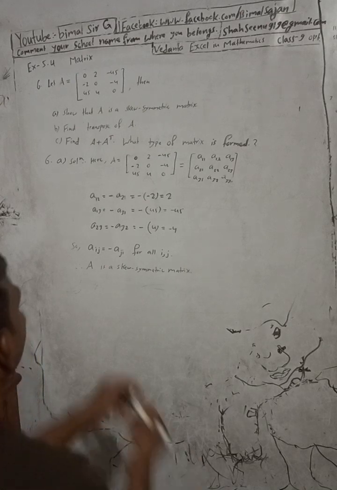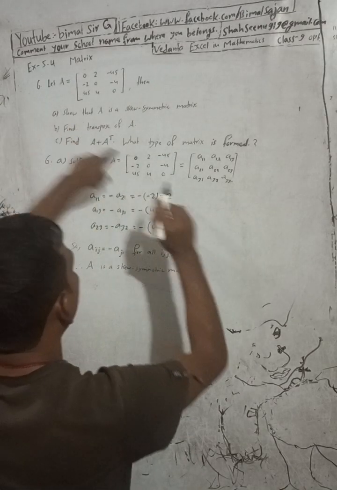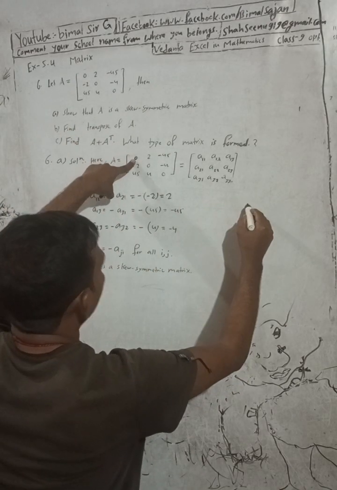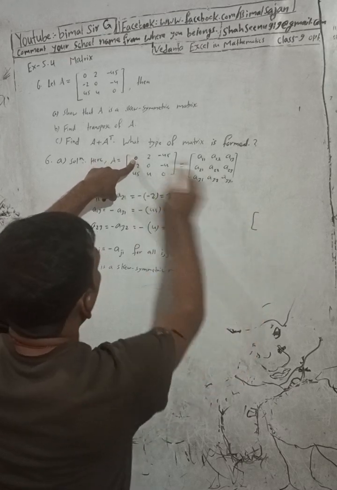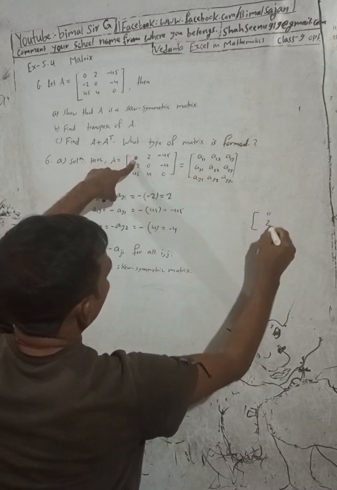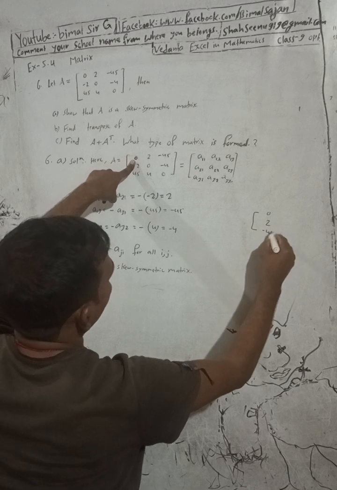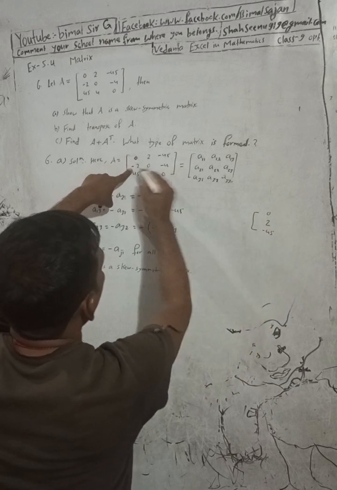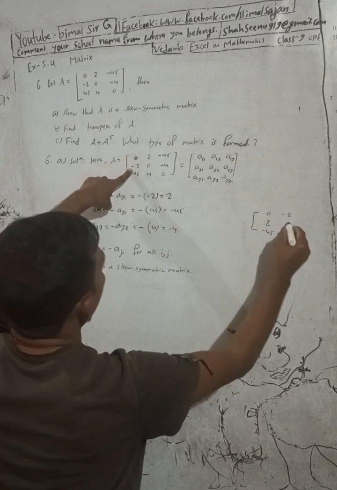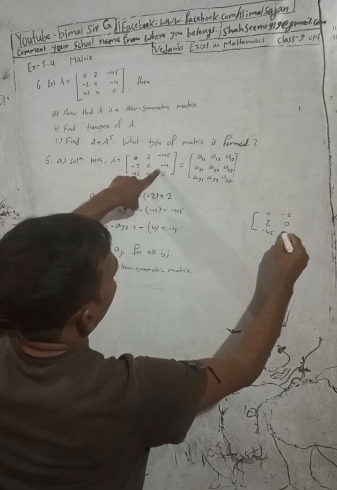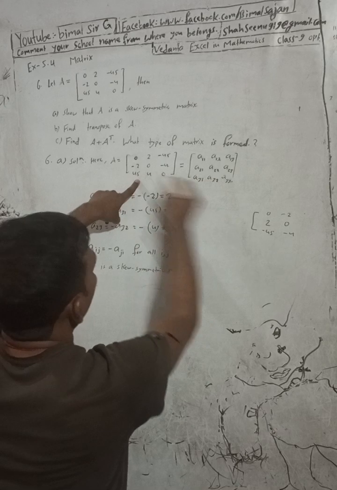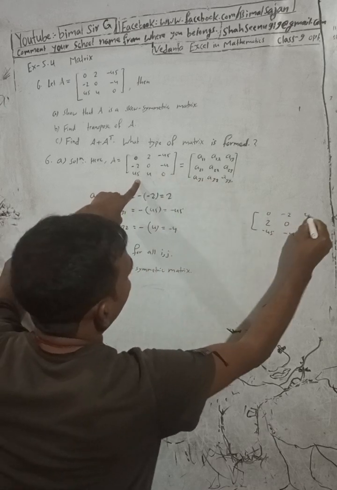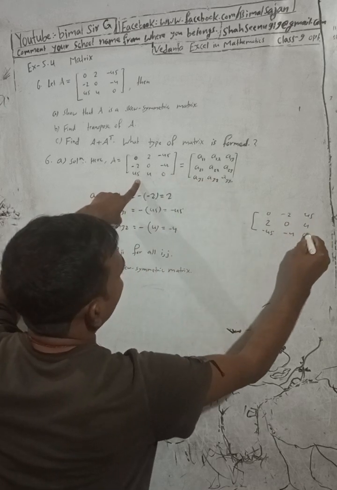I have a simple matrix. Your first row, like the first row and column, is 0, 2, minus 45. Your second row is minus 2, 0, minus 4. Your third row is 45, 4, 0.